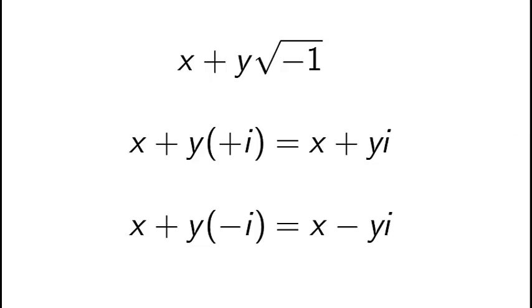So let's look at this a bit more closely because the text in that page was a bit too small. What Euler was writing was this formula right here: x plus y times the square root of negative 1 is equal to x plus y times i and x minus y times i. So this formula has two solutions. This quadratic equation has two solutions.